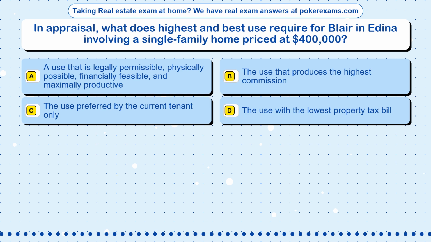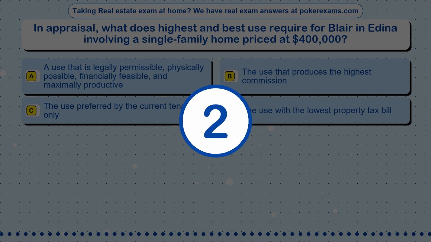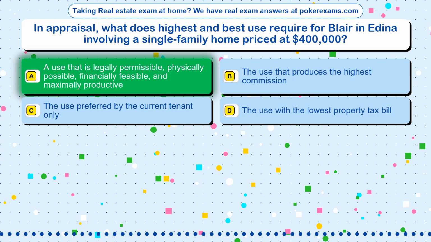Question 65. In appraisal, what does highest and best use require for Blair in Edina involving a single-family home priced at $400,000? Option A. A use that is legally permissible, physically possible, financially feasible, and maximally productive. Option B. The use that produces the highest commission. Option C. The use preferred by the current tenant only. Option D. The use with the lowest property tax bill.